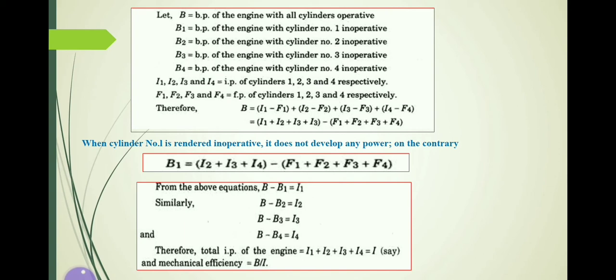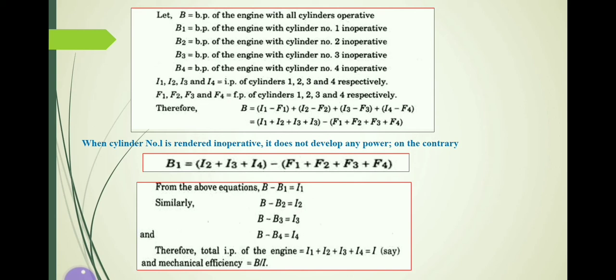Let us consider B1 is nothing but the brake power of the engine with cylinder number 1 inoperative. Inoperative means no power is generated inside that cylinder, so the indicated power will be 0 when cylinder 1 is not acting. Similarly for all cylinders. B2 is the brake power of the engine when cylinder 2 is inoperative, B3 when cylinder 3 is inoperative, and B4 when cylinder 4 is inoperative.